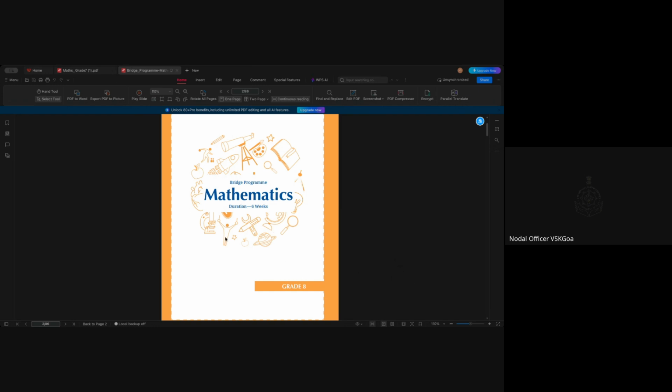Now, over here, if you look at the screen, you can see this bridge course is of 6 weeks. As per NCERT, this bridge course is designed for 6 weeks, but in Goa, we are thinking of conducting it within 4 weeks.